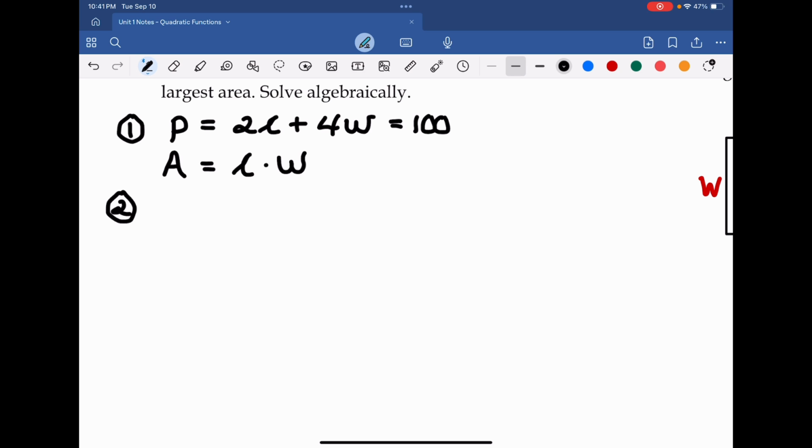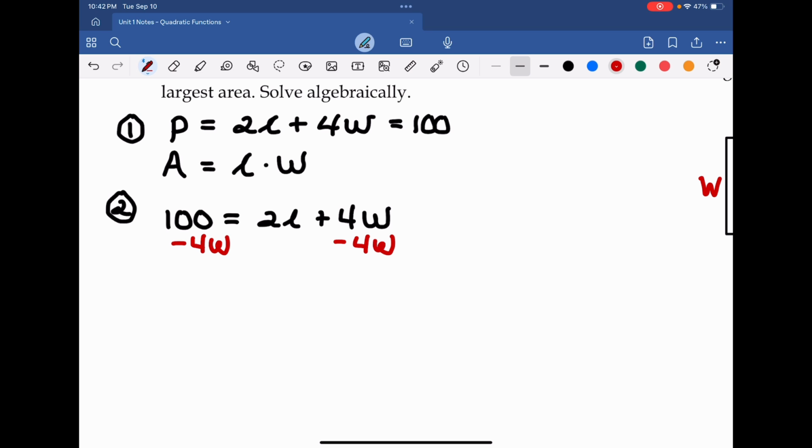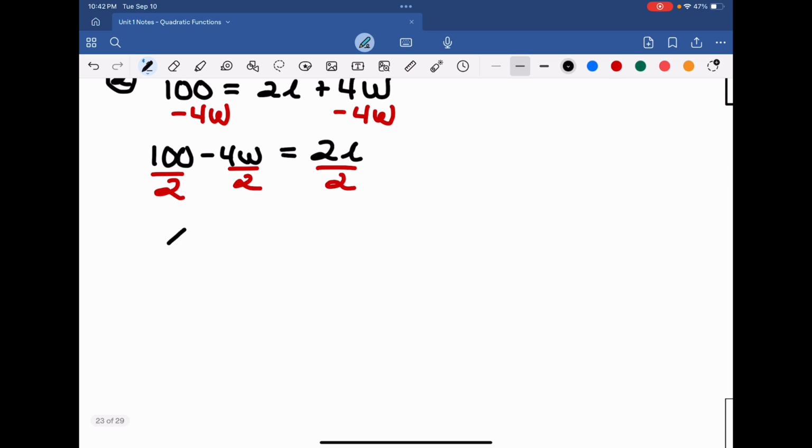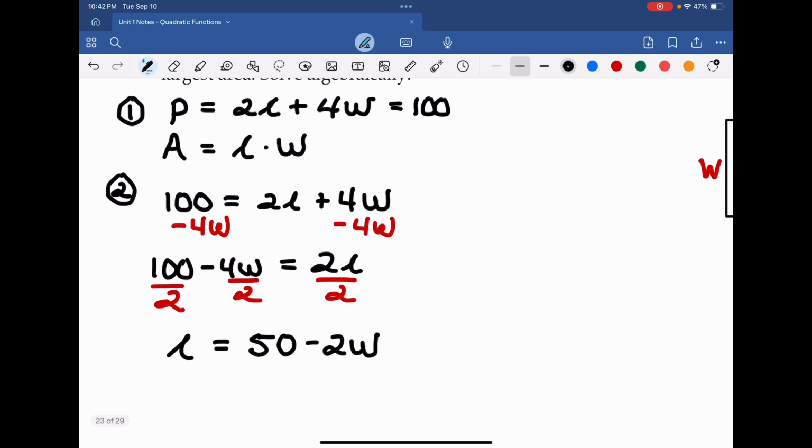Step number 2, I'm going to take that perimeter, which is 100, which is equal to 2 lengths and 4 widths, and I'm going to isolate for a variable. We could choose either one. Honestly, it could be length or width. I'm going to choose length. We're going to minus 4w from both sides. When we minus 4w from both sides, this is going to give us 100 minus 4 widths is equal to 2 lengths. Then we're going to divide all the terms by 2. When we do this, we're going to get that the length is equal to 50 minus 2w. All right, now this is helping us do substitution, which is a 10C skill.